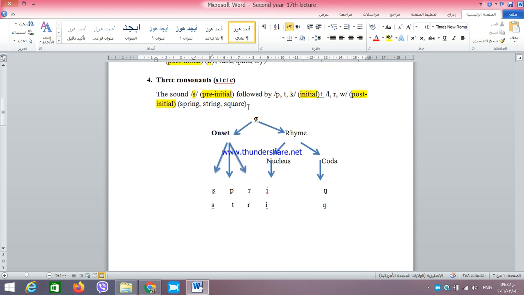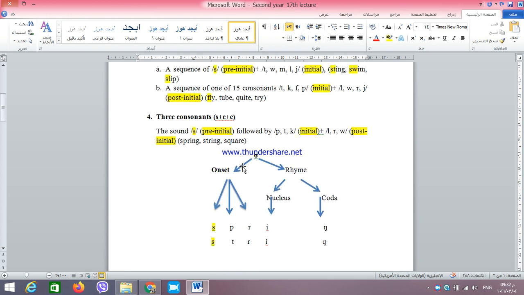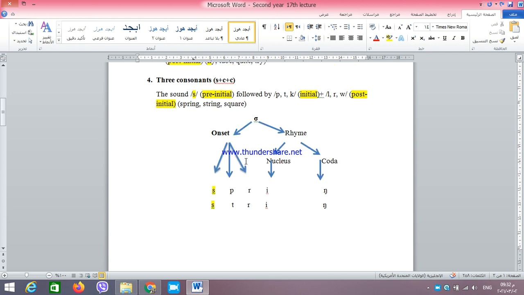Now we have three consonants as well. We have pre-initial, initial, post-initial. In this case, it's a must that the first sound is s. We cannot have a cluster of three consonants under the onset position without having s as its initial and first sound.